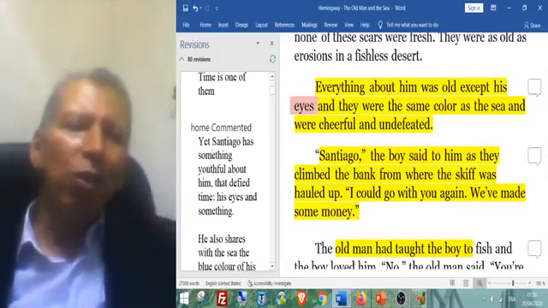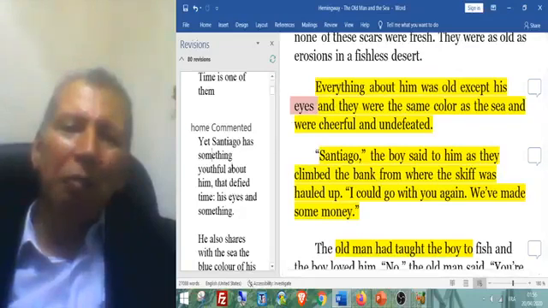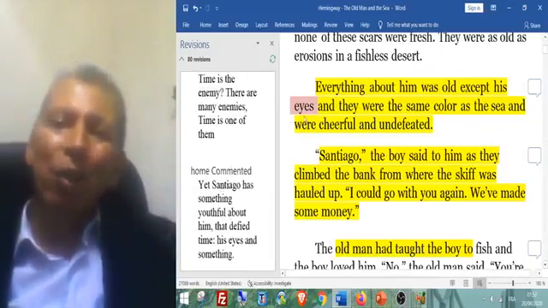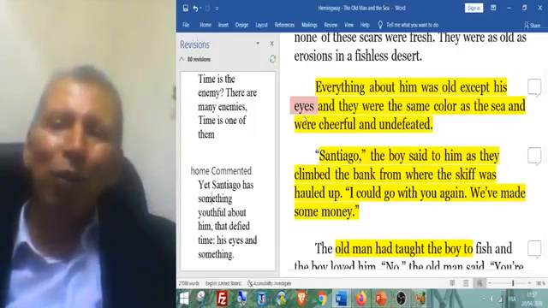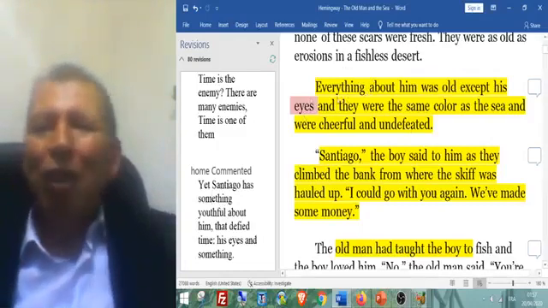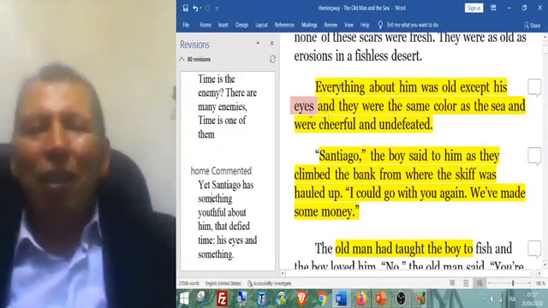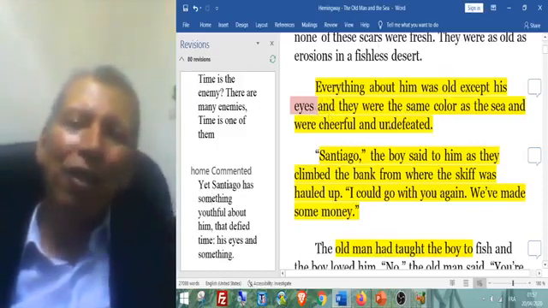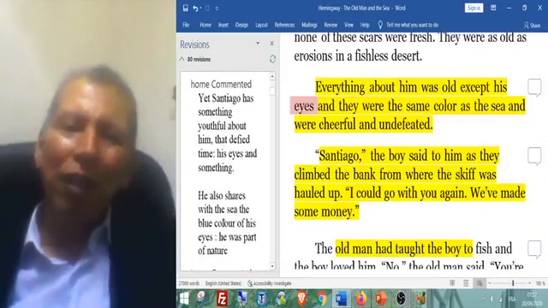Yet Santiago has something youthful about him. He defied time. His eyes are what defies time. Yes, he's an old man with some spark of youth in him. It's like fire under the ashes. Yes, this is paradoxical, but it is, which means as long as man is alive, there is hope. There is something that should be relied on.